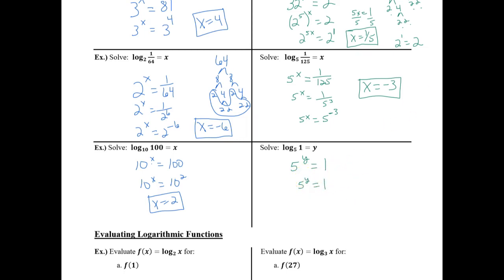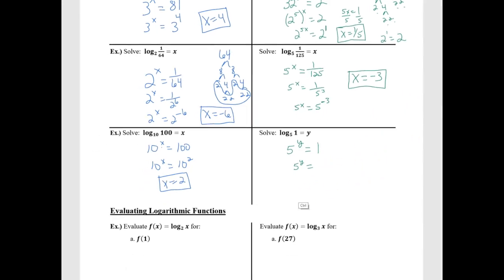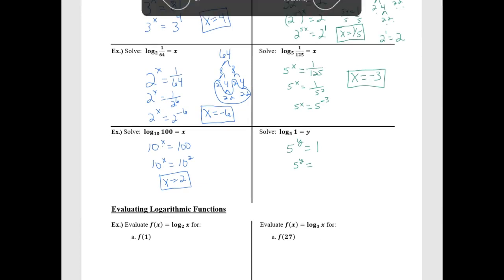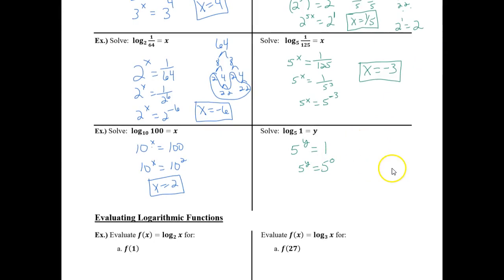The only value that could go in here is 0. Right? So 5 to the 0 power would equal 1, because anything to the 0 power equals 1. So now I have the same base, and y has to be 0. That's the only thing I could put in there to get out a value of 1. 5 to the 0, anything to the 0 power equals 1, so that exponent has to be 0.